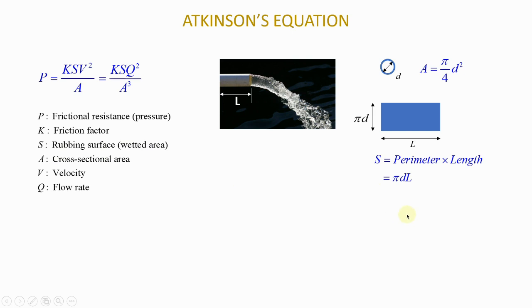And I have to say at this point that in a ventilation system, the type of pipe through which air is flowing may not necessarily be cylindrical. In other words, the cross section may not be a circle. It could be a rectangle, it could be a square. But the procedure to getting the cross-section area and also the rubbing surface or wetted area is similar to what I just explained here.